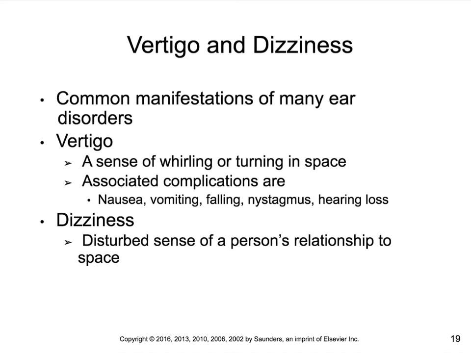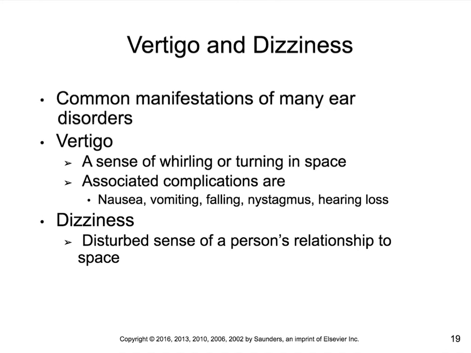Vertigo is often used interchangeably with dizziness, but they do have different definitions. True vertigo is a sense of whirling or turning in space, so it's a profound feeling where they feel like they're whirling and turning. Dizziness is essentially just a little bit of a disturbed sense of a person's relationship to space. So vertigo would be a little bit more intense in the fact that it makes the patient feel like they're whirling or turning in space.